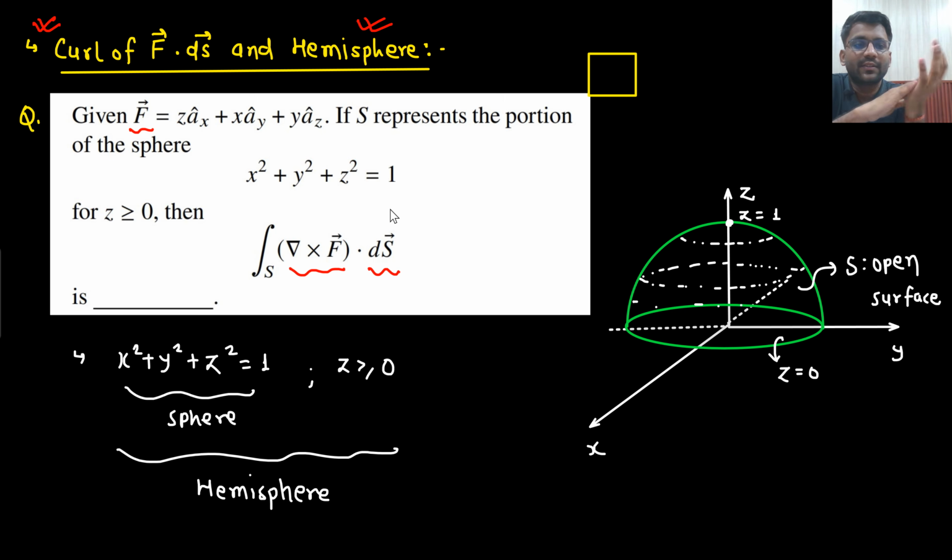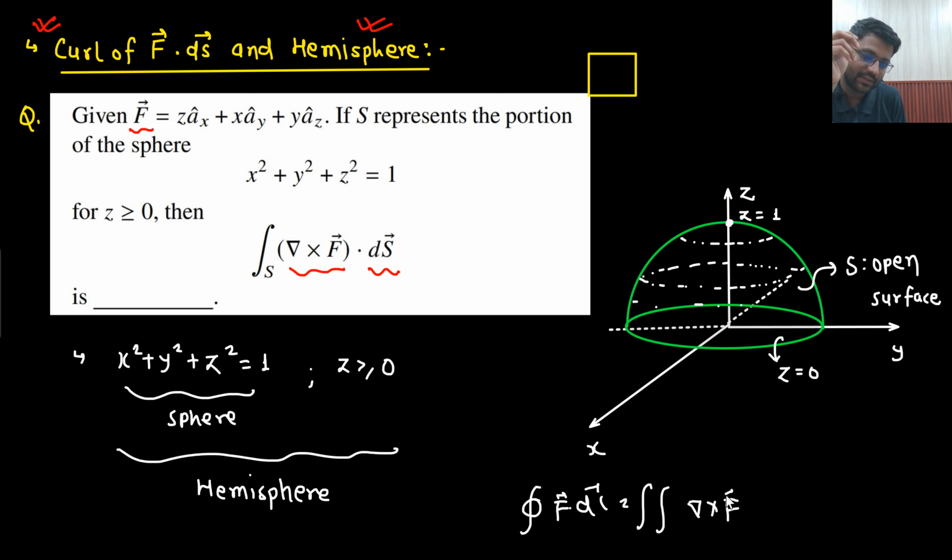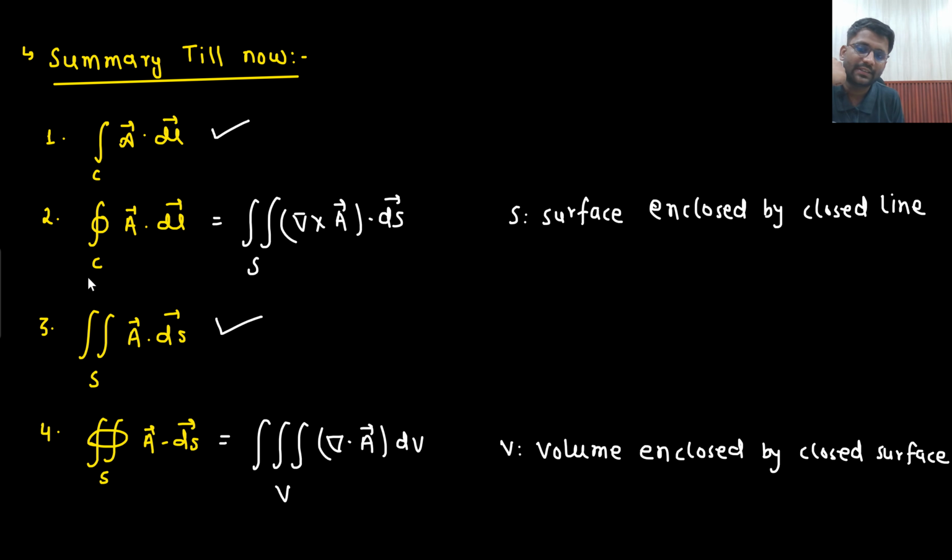How will I solve that? Sir, it feels like that. Del cross F dot dS. Stokes theorem we have studied, no, sir. F dot dl equals del cross F dot dS. So what is this surface S? If you go to the previous page, what is the surface S?